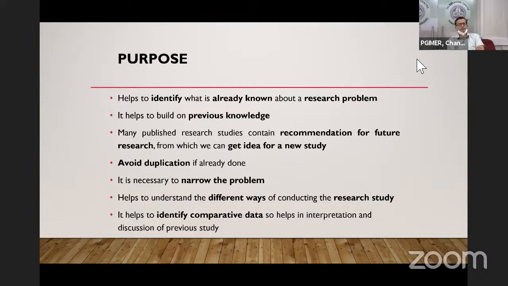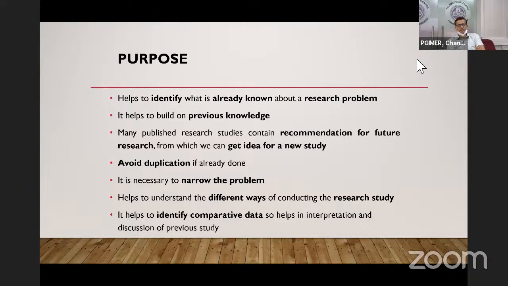And it is necessary to narrow the problem. If your research question is too wide and you want to narrow it down, you find the review of literature and then you can refine it and make it clear that you want to find the effect of the intervention you are studying.